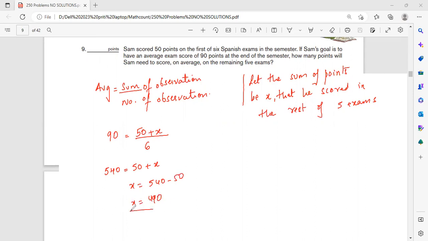Now this is the total sum, but this is not my final answer. They are asking what on an average he should be scoring for the remaining 5 exams. So this is the sum over the 5 exams that I have. So on an average, Sam has to score 98 marks in the remaining 5 exams. So my final answer is 98 marks or 98 points.